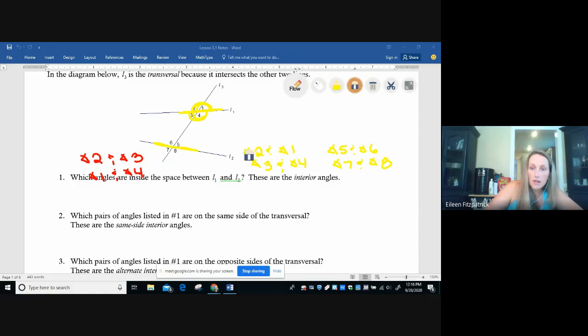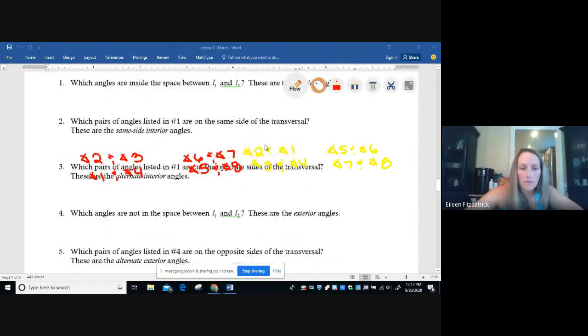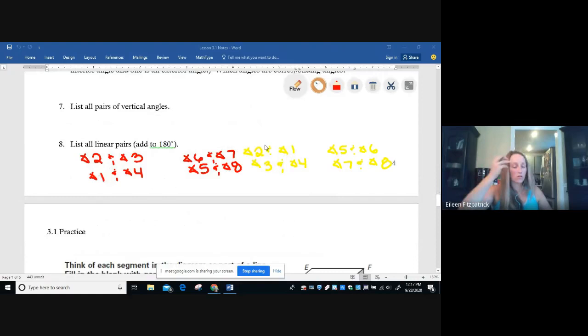We have another line to look at though, right? If I look at line 3 and think about the angles that add up to give me that straight line, I have 6 and 7 are a linear pair. They're next to each other and add up to 180, and 5 and 8 are a linear pair. So I have angle 6 and angle 7 and angle 5 and angle 8. Okay, so those are your linear pairs. There we go. All right, those are your linear pairs.